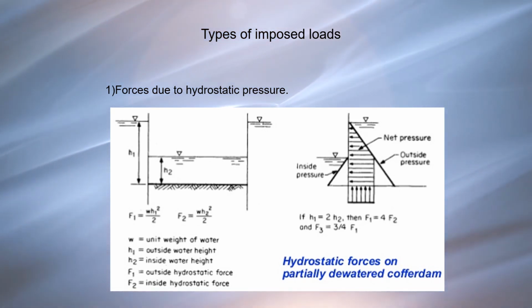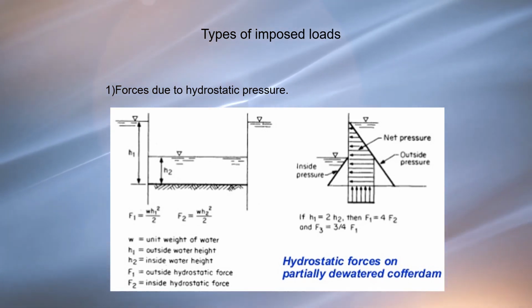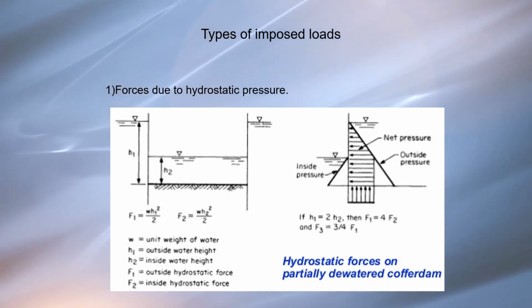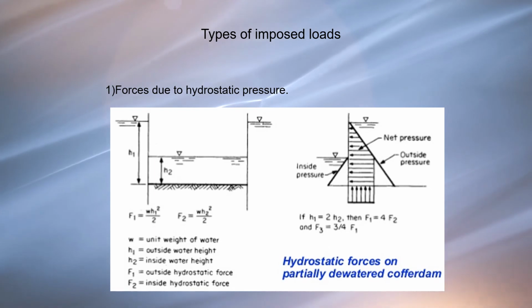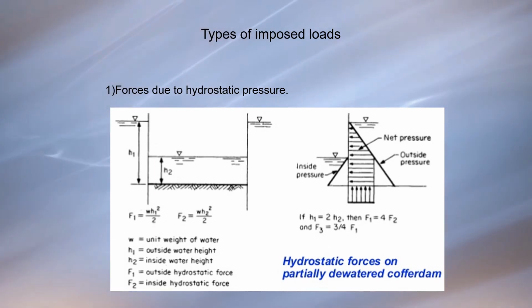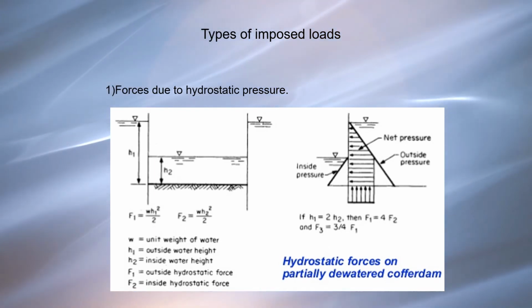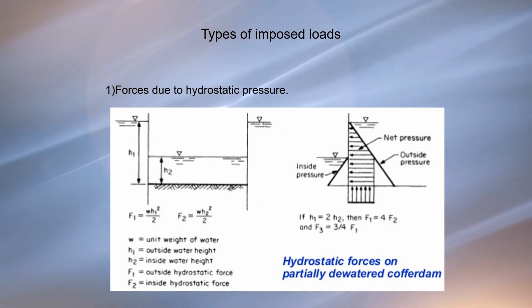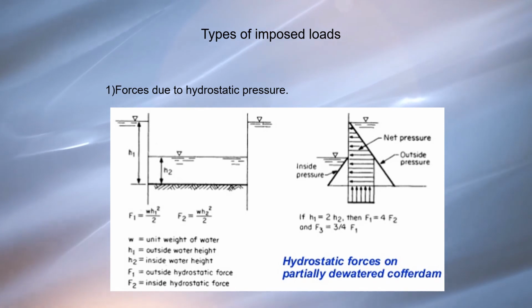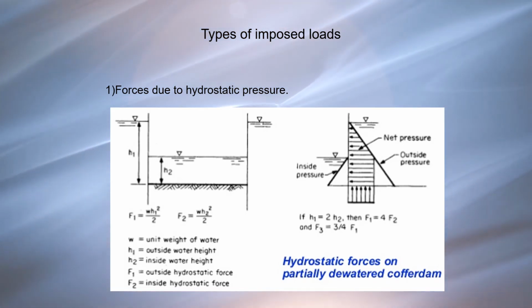Stability of a cofferdam may be influenced by several types of imposed loads. Number 1. Forces due to hydrostatic pressure. The maximum probable height outside the cofferdam during construction and the water height inside the cofferdam during various stages of construction need to be considered.